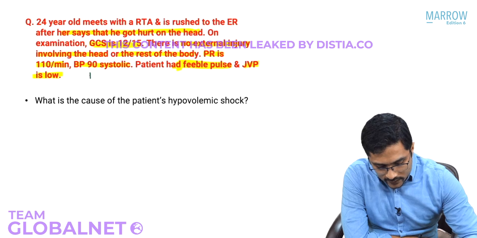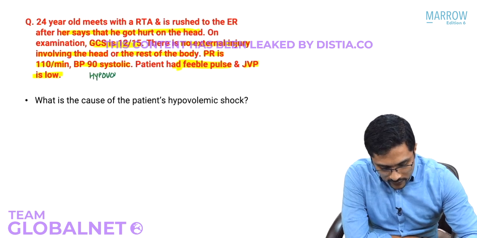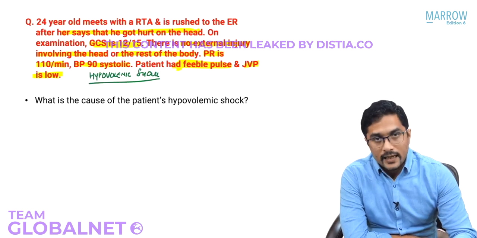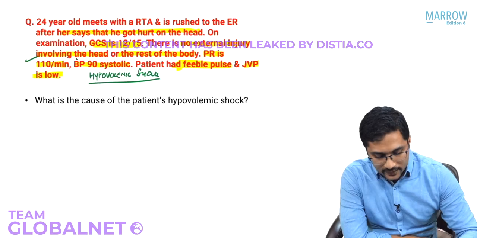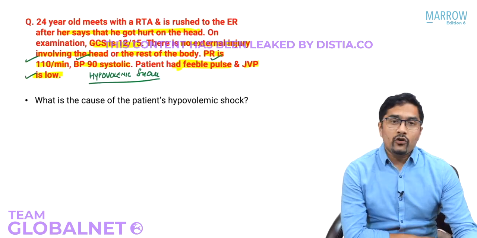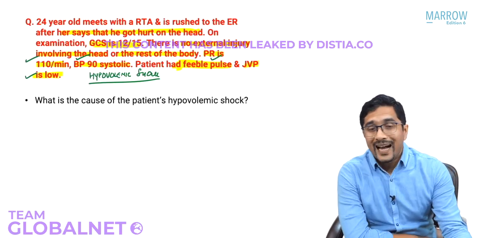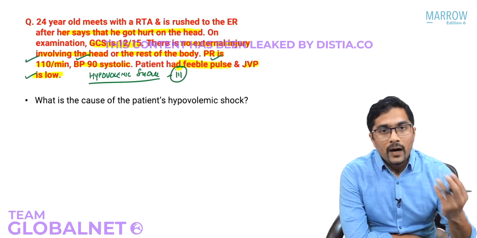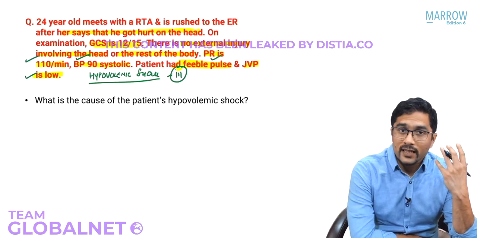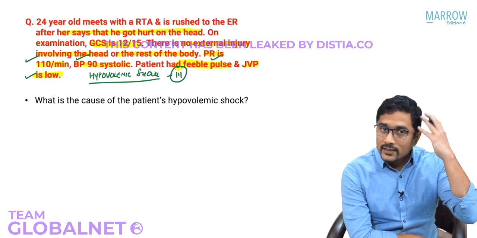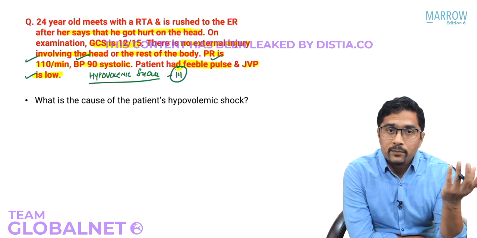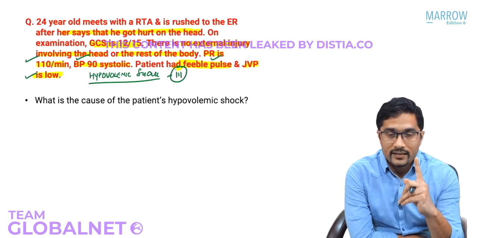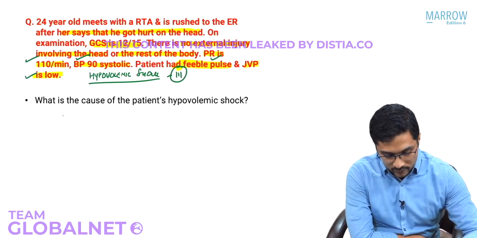So what is this scenario? This patient has hypovolemic shock. He has a feeble pulse, a low JVP, tachycardia, and hypotension. If you remember the module on shock, if the patient has hypotension, he is already in class 3 shock. But where is the bleeding? Because there are no signs of injury. So is it just the head injury which is leading to this? Is there a bleed in the head? Please remember this point. This I've highlighted in the modules. I'm highlighting it again because it's very important.